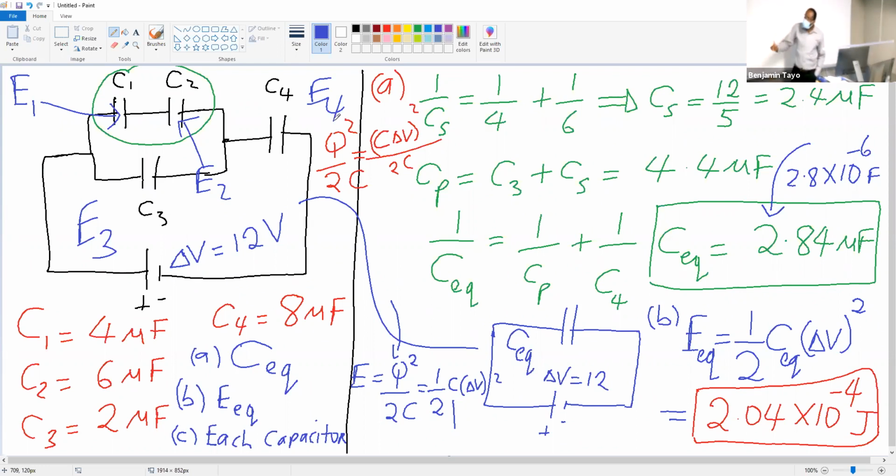So that's how you can double check to make sure that your answer is correct. So the total energy in each of the capacitors must be equal to the 2.04 times 10 to the negative 4.